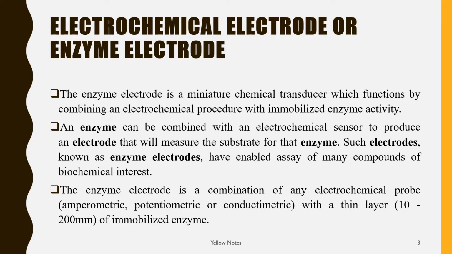These electrodes are exclusively designed for the potentiometric or amperometric assay of substrates, for instance, alcohol, amino acids, glucose and lactic acid. The enzyme electrode is a combination of any electrochemical probe with a thin layer of immobilized enzyme.